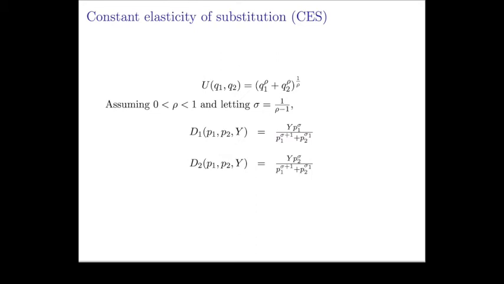Next, we look at constant elasticity of substitution. We won't get into this in too much detail, but the constant elasticity of substitution utility function is such that there's some constant rho, and the utility function is q1 to the rho plus q2 to the rho, whole thing to the 1 over rho. We're going to assume typically that rho is between 0 and 1, and if you let sigma be 1 over rho minus 1, then the demand functions take these forms. You're not really going to see this too much in this course, so don't worry too much about these.